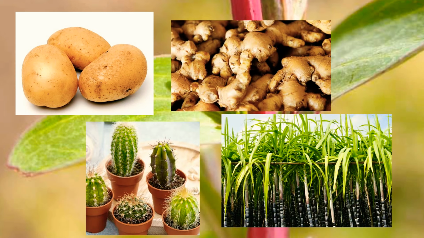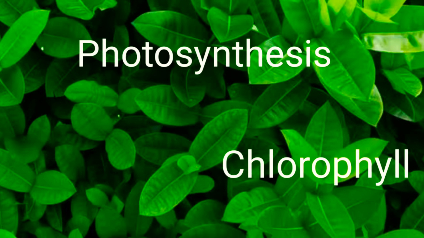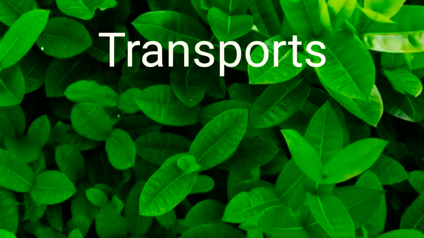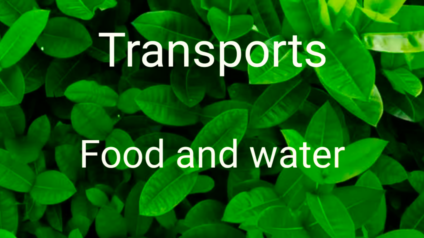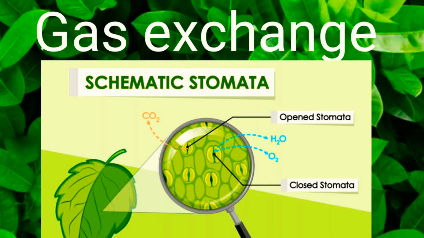Now let's go to the leaves. Leaves produce food by way of photosynthesis, using their chlorophyll, which is usually green, to absorb sunlight. Leaves transport food and water to the plant's branches and stem through their veins. Leaves allow for the exchange of gases through stomata, where the plants release excess water.